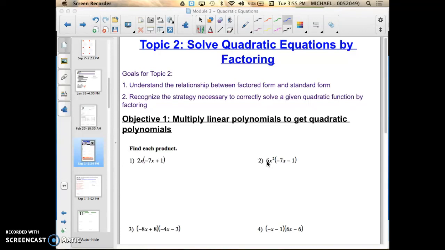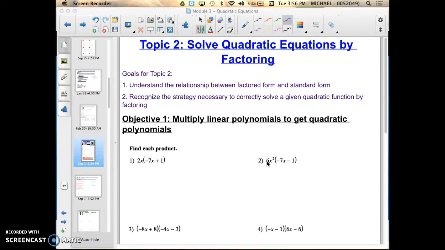One of the main ones, sorry, there's only 2 I suppose, but one of the main ones is understanding the relationship between what's called factored form and standard form of a quadratic function. That will be huge, so that is one of your goals for this topic. And then the second goal is to recognize the strategy necessary to correctly solve a given quadratic function by factoring.